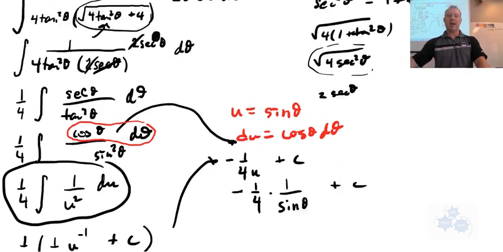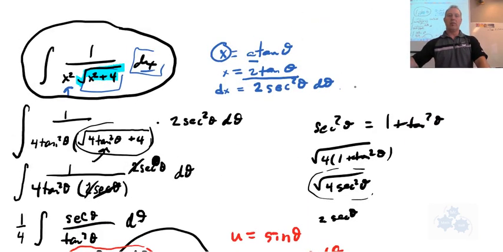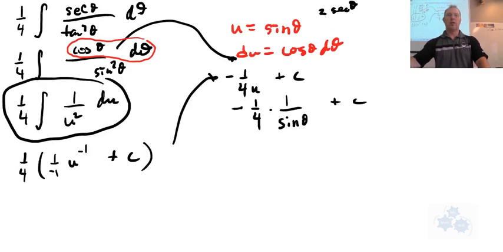But we don't want it in terms of sine theta either, so we have to go back and figure out how theta and x are related. So we go back here and we notice that way back here, we set x equal to tan theta, or rather x equals 2 tan theta from before. So tan theta equals x over 2.